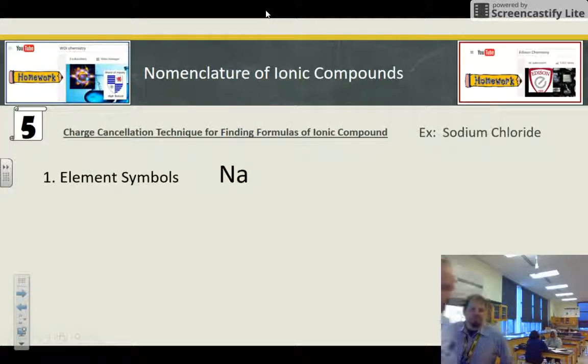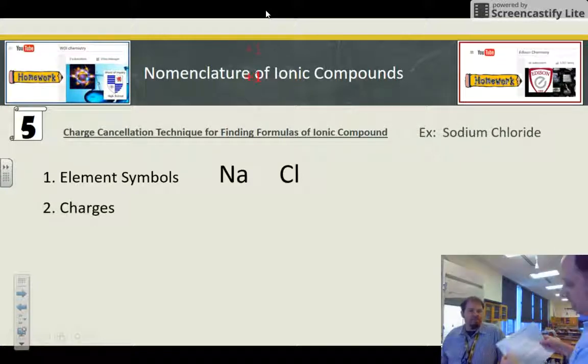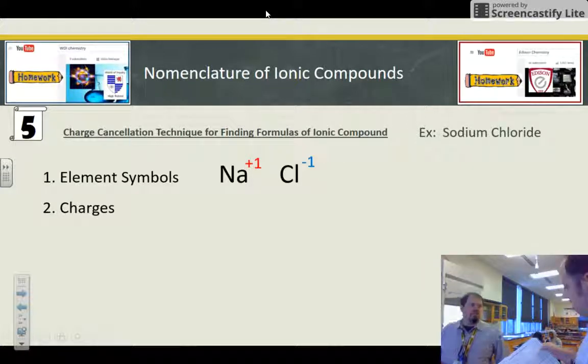So I know sodium is Na, and I know chlorine is Cl. I'm going to use the periodic table to see what the charge is. The charge for Na is just going to be +1. And the charge for chlorine is going to be -1.